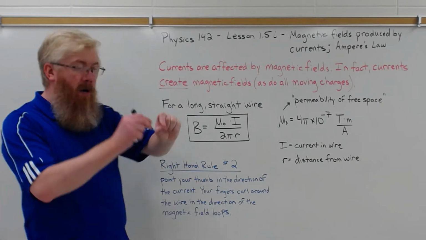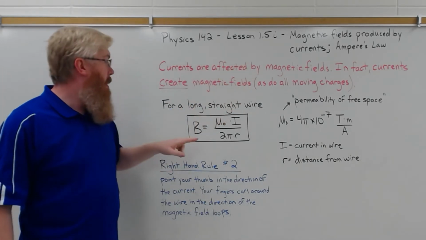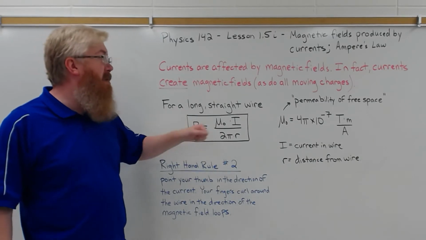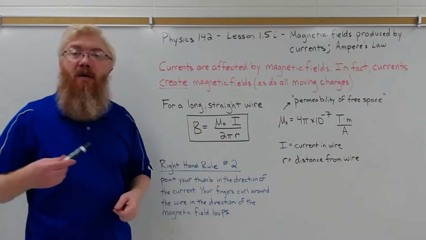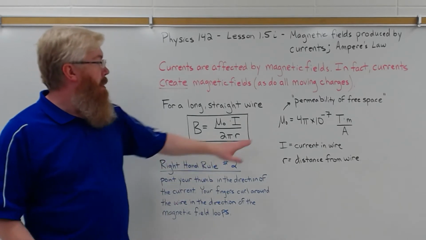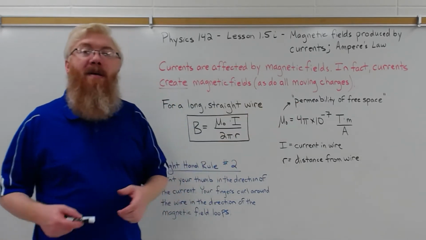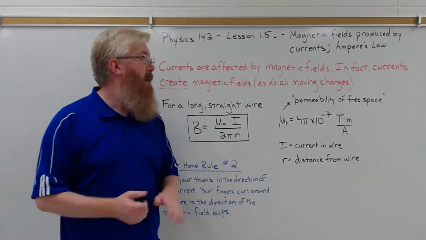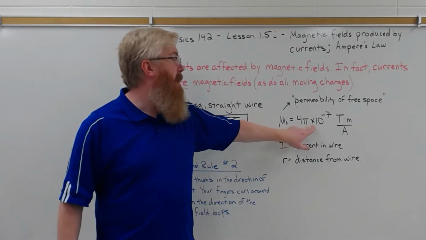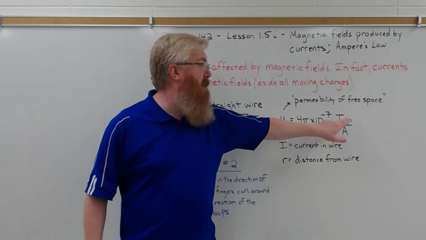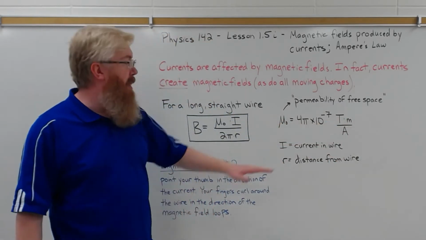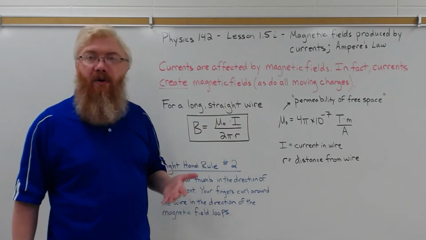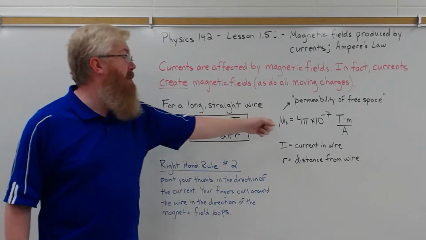If you have a long, straight wire, the magnetic field strength around that wire depends upon a constant called mu naught, the Greek letter mu. Mu naught is referred to as the permeability of free space. It's a universal constant in physics. It is equal to 4 pi times 10 to the minus 7 Tesla meters per ampere. So that is a universal constant. It's on your constant sheet. This can be put in your notes. Whenever you see mu naught, that's what mu naught is.